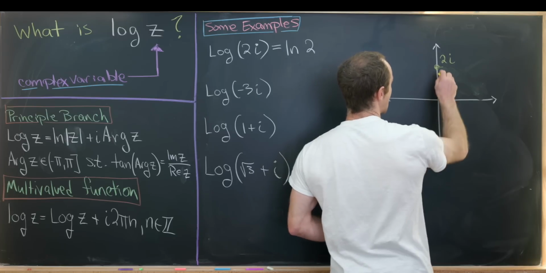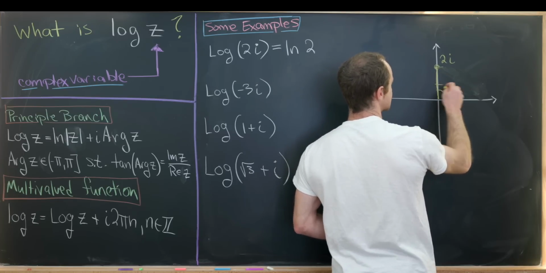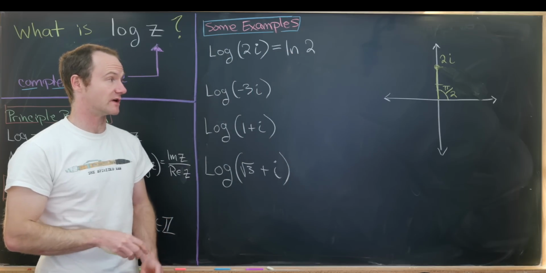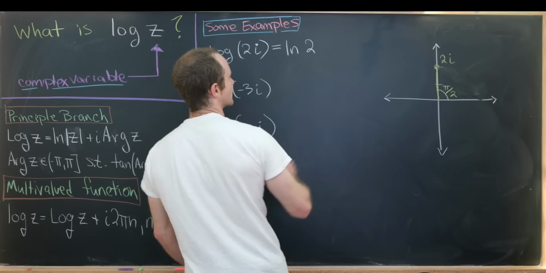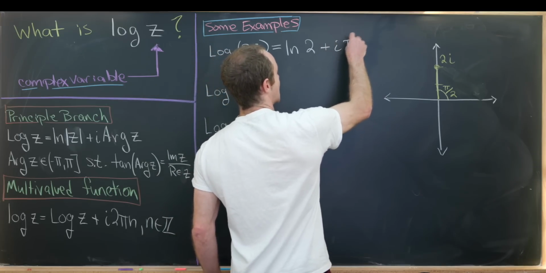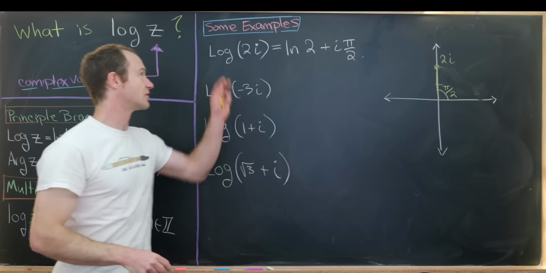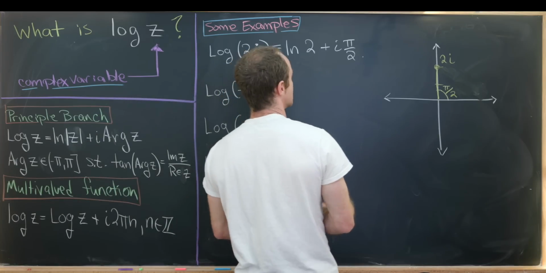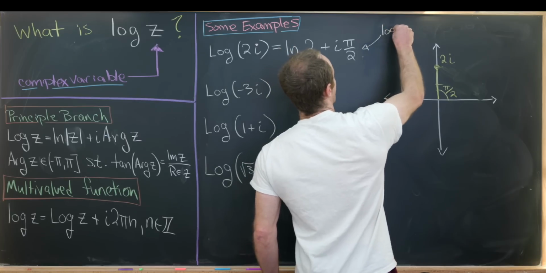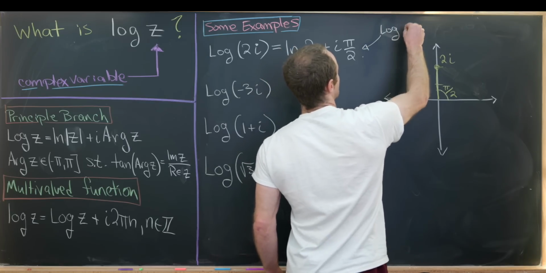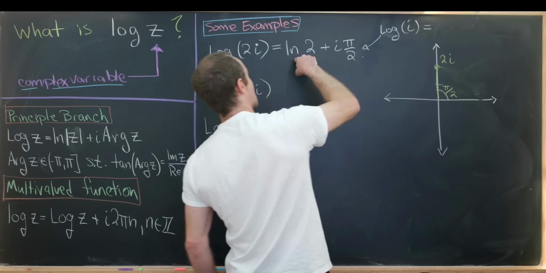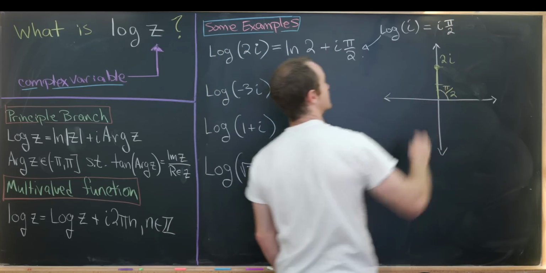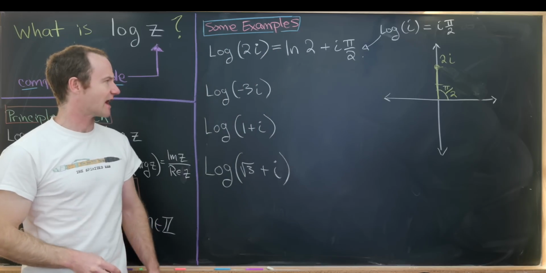And that's because the angle from the positive real axis to the positive imaginary axis is 90 degrees, or pi over 2 radians. So since the argument is pi over 2, we have this as plus i times pi over 2. And that's our value of the logarithm of 2i. Maybe kind of as a little bonus right here, notice if we took the principal branch of the logarithm of i, we would get the natural log of 1, which is 0, plus i times pi over 2. So we would get something that's pure imaginary. So that's kind of nice.